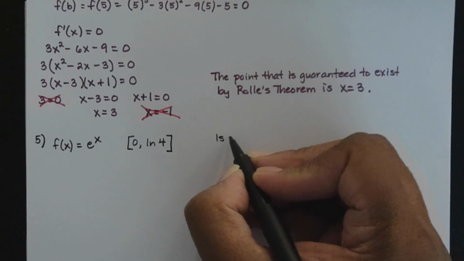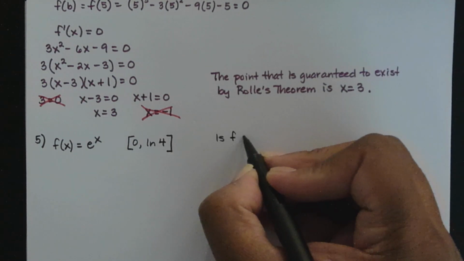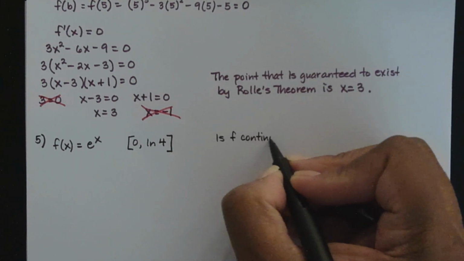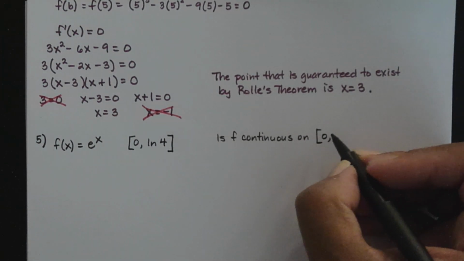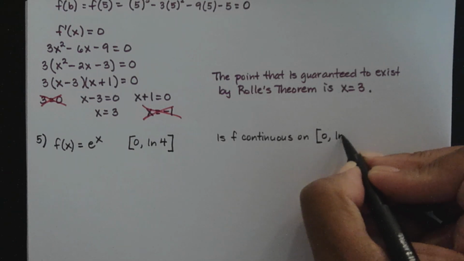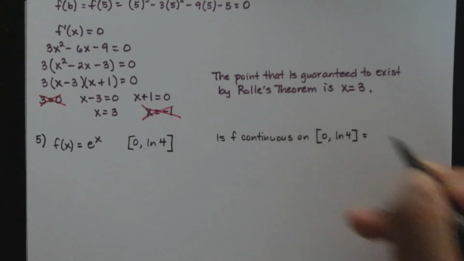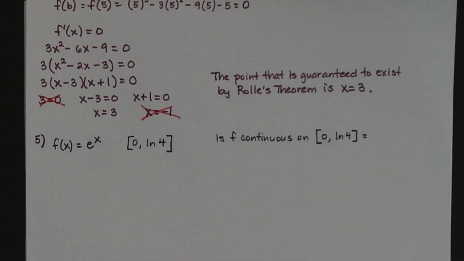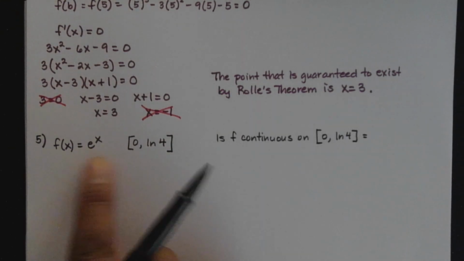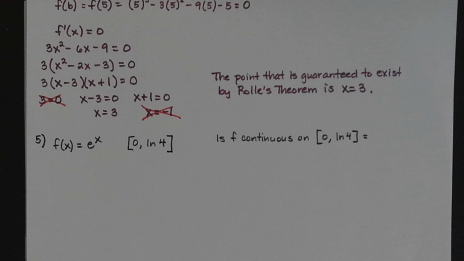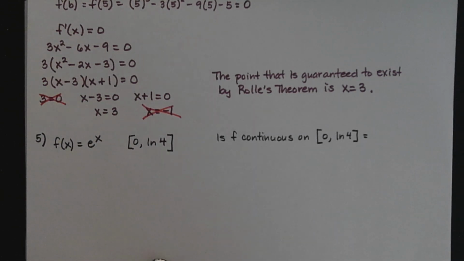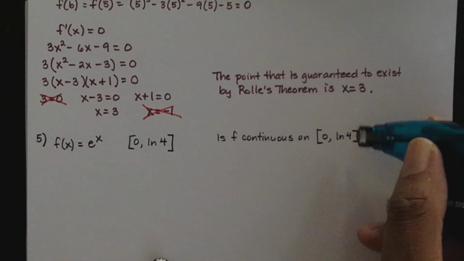So that means, let's ask ourselves this question. Is f continuous on the closed interval 0 to ln of 4? Well, the graph of f of x equals e to the x. We do have a value for e to the 0 and e to the ln of 4, and it's continuous pretty much from negative infinity on up to infinity, by the way. So, to answer that question, it would be yes.